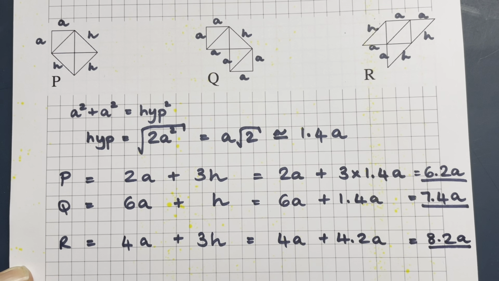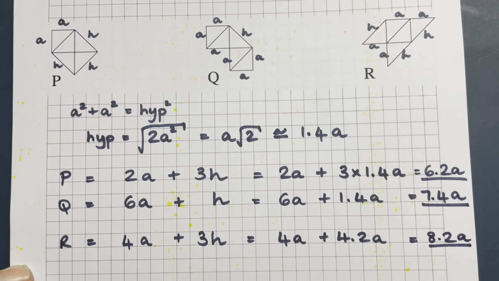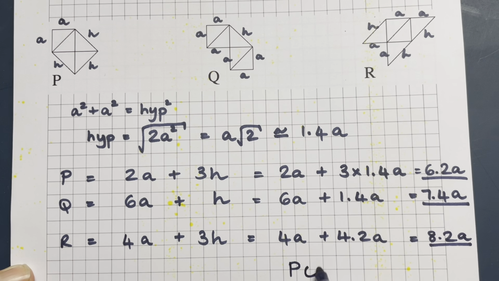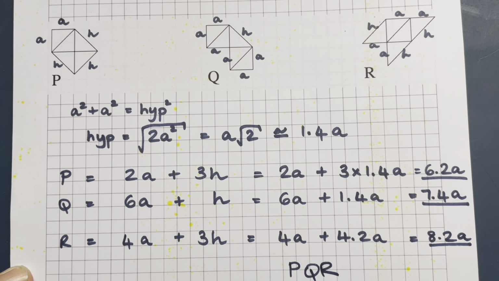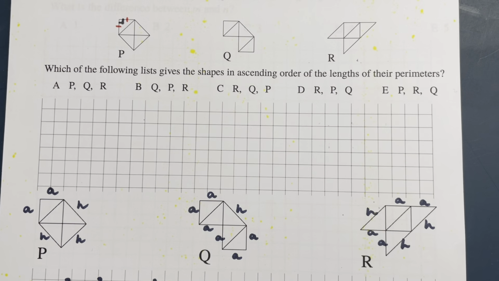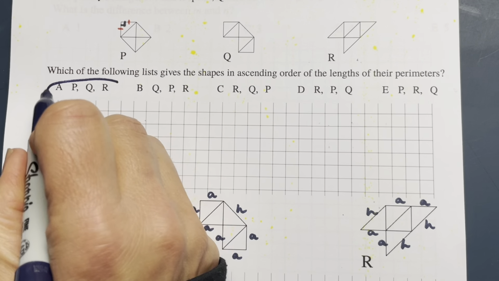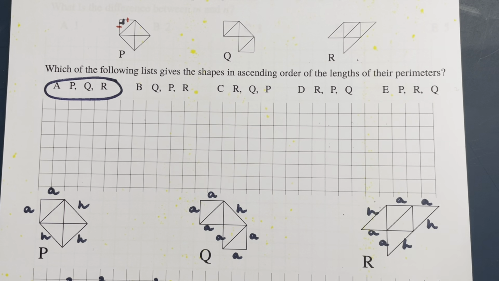So we can see straight away the size. Let's go back to the question, because sometimes they'll ask for ascending, sometimes for descending. This time it's ascending, so we're doing smallest to largest. So we're going to have PQR as our solution. PQR, which is A. So the answer to question 23 is A.